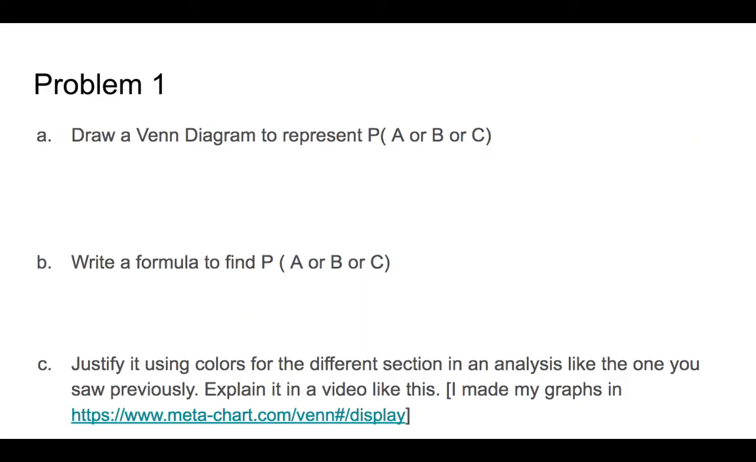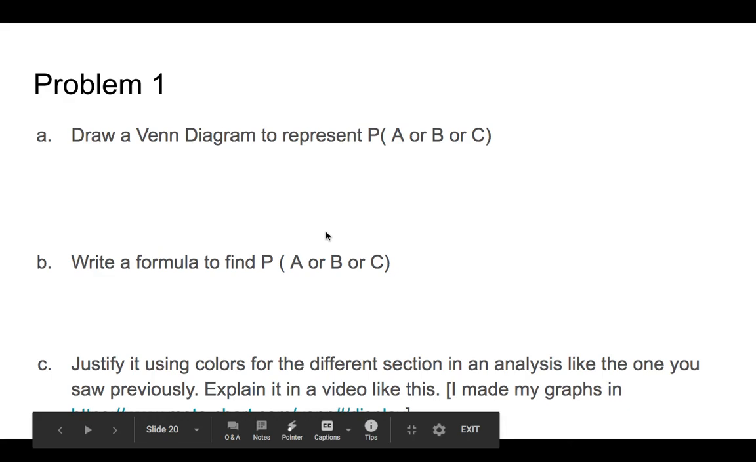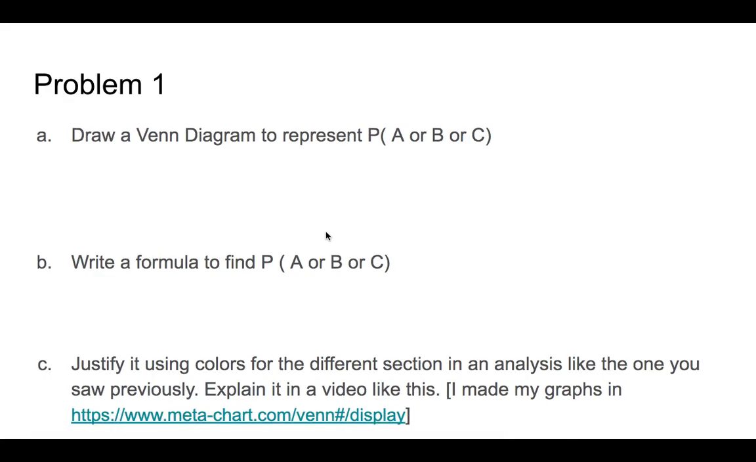Your work is now to draw a Venn diagram to represent what happens with the probability for three events that overlap. If you want to obtain the probability of A or B or C, three events that can happen at the same time and they overlap in a regular Venn diagram for three things. Make an analysis like I did and write a formula for this probability. Justify it using colors, again like I did, explain it in a video. If you want to make a chart like the one that I did in here, I did it in metachart.com for the Venn diagrams.